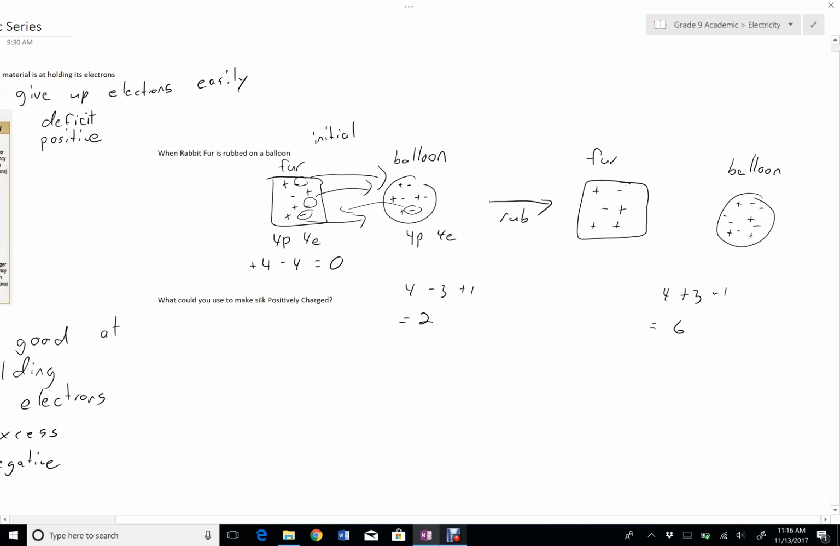So that means now that the fur will have 4 protons and 2 electrons, or plus 4 minus 2, or a net charge of plus 2. It'll be positive. And the balloon will have 4 protons and 6 electrons, so plus 4 minus 6, or a net charge of minus 2, and it will be negative.